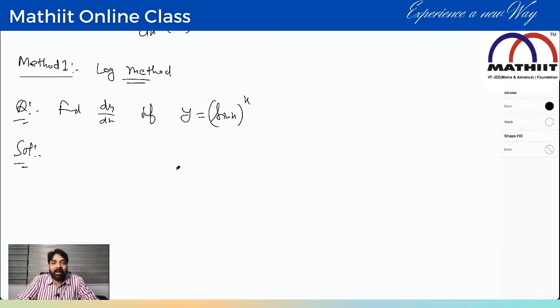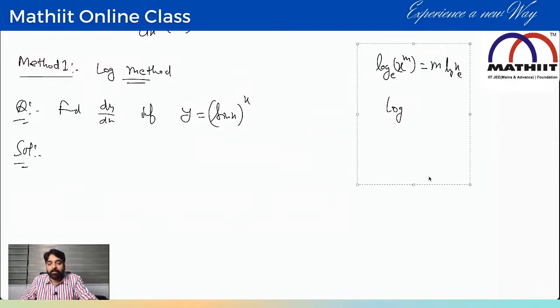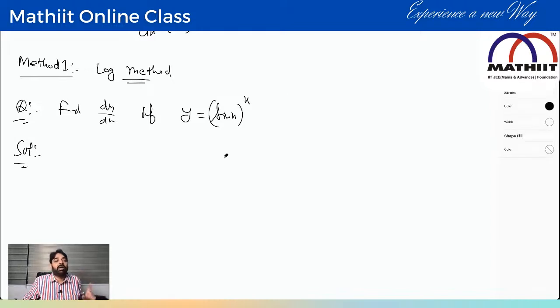So in such a situation, one simple way is there: run away from here. What is the meaning? No, I'm not saying to leave the class. I'm saying power is the problem, no? So remove the power. Sir, how to remove? Log. What is the property of log? Log says log of x power m is equal to m log x base e. Whenever you want to get rid of the power function, take help of log. Log will remove the power.